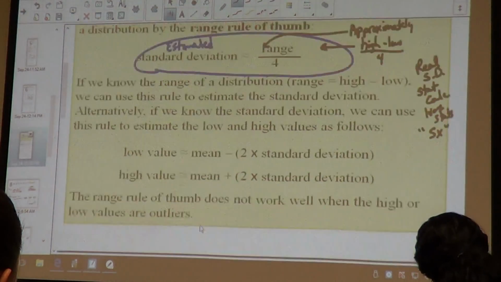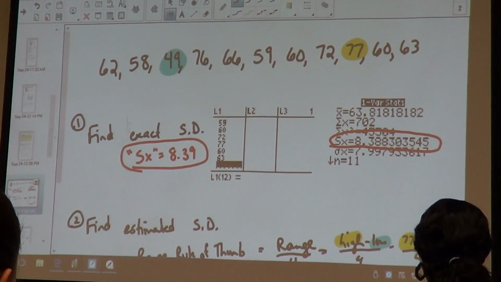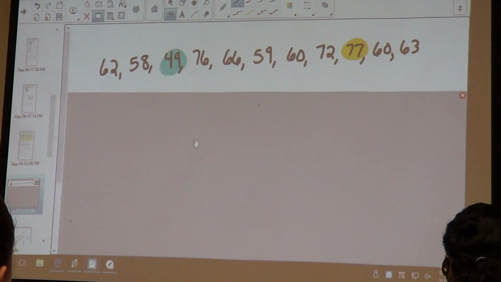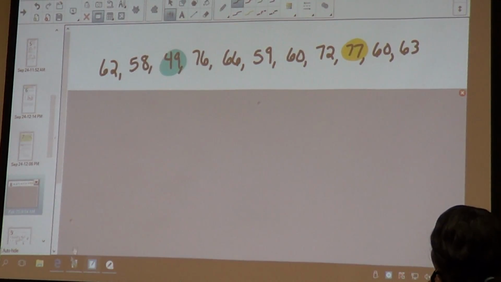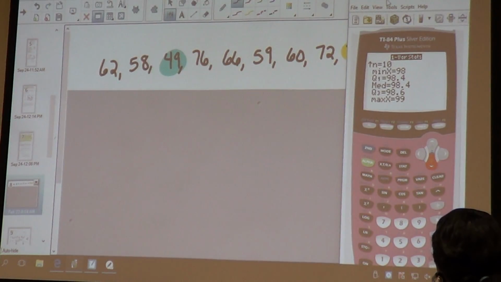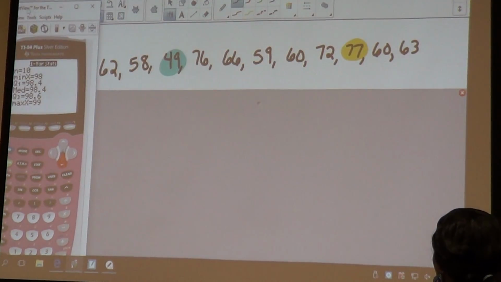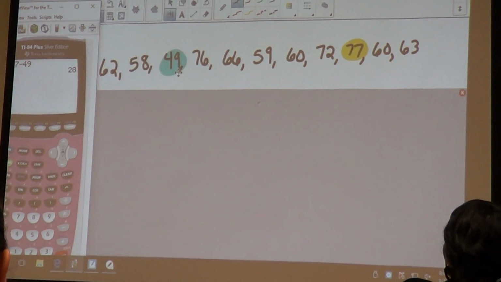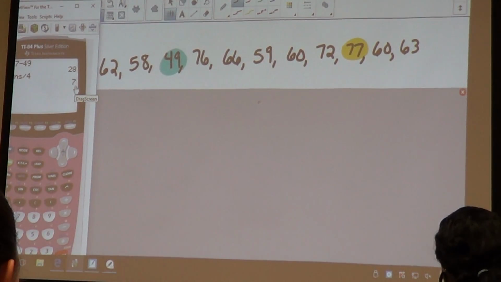So if I come back down, let me go down to a real problem. Let's look at this one. So if I give you this data, and I say approximate the standard deviation using the range rule of thumb, the approximate standard deviation would be high minus low, and I just picked it out. The highest is 77, the lowest is 49. So high minus low divided by 4. So the approximate standard deviation is going to be 7.